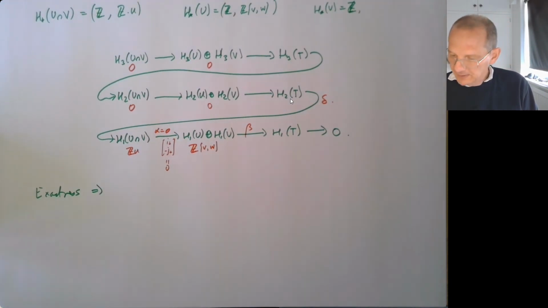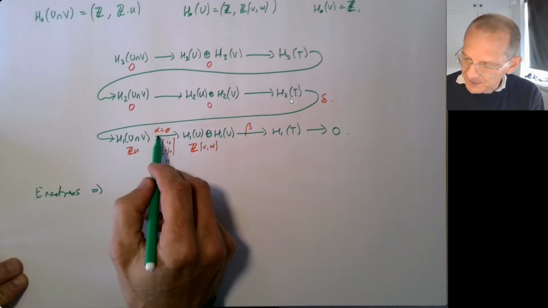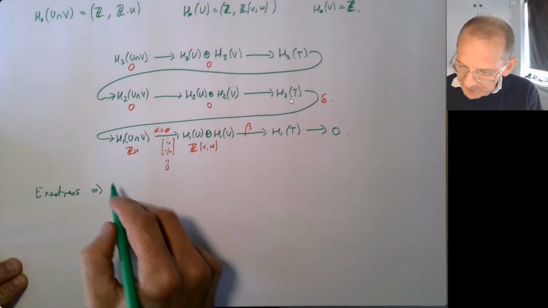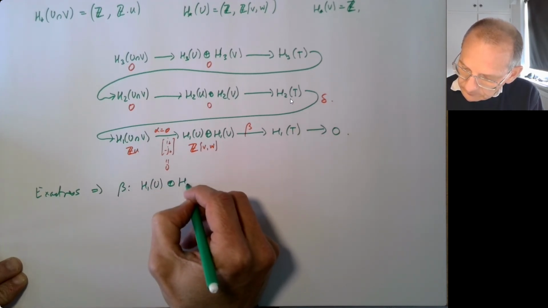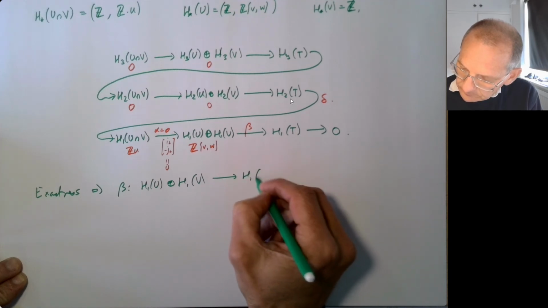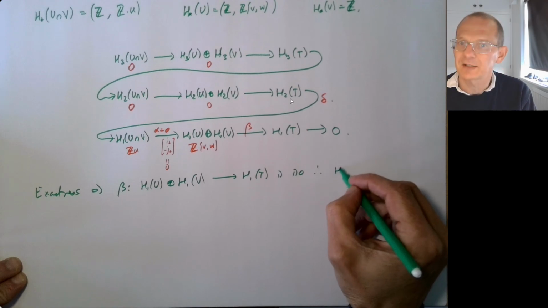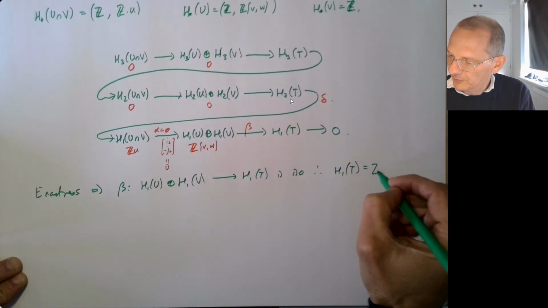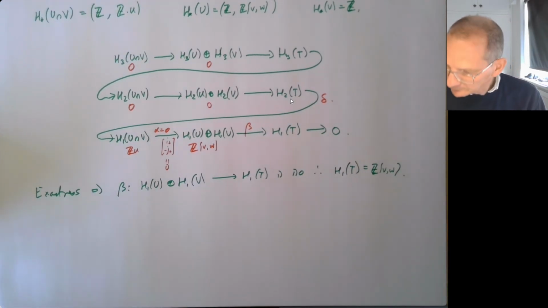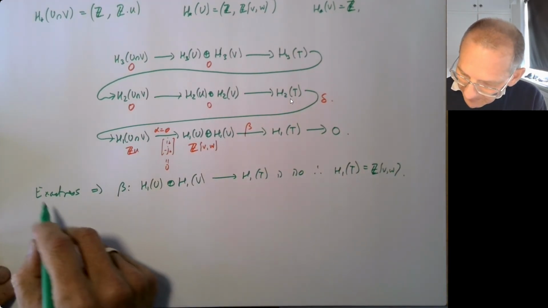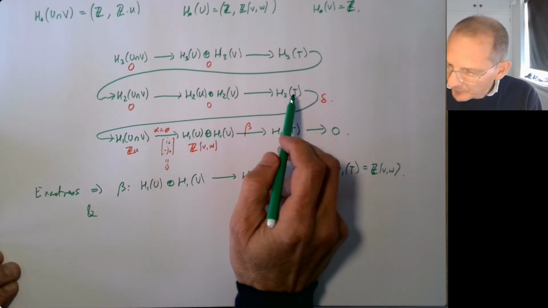So exactness implies that, firstly, you look at this beta here: you've got a 0 on that side and a 0 on this side, so exactness forces beta to be an isomorphism. So that's an isomorphism, which means that H1T is the free abelian group on V and W. So that's one thing, and then we've got this map delta here.